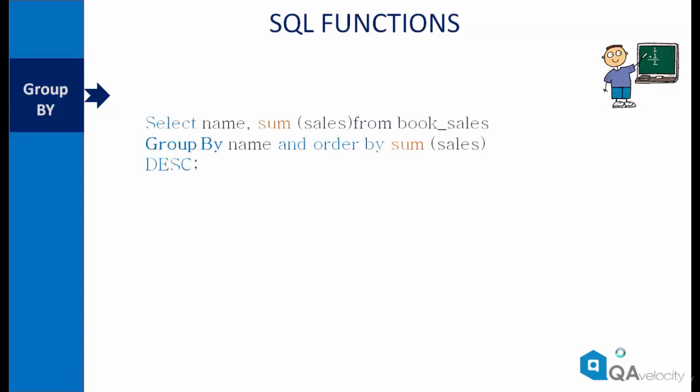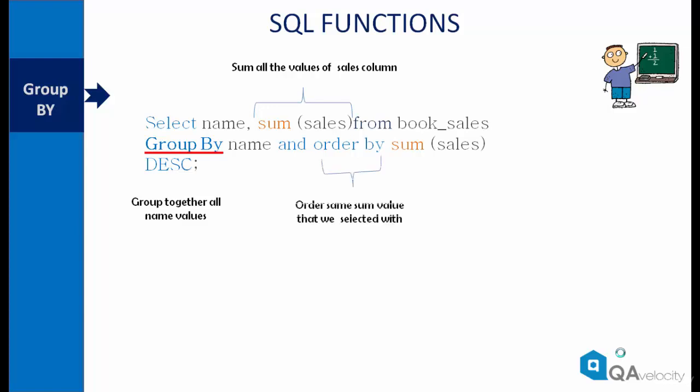So let's see our query. Select name, comma, sum the value of sales from book_sales table, group by name and order by sum of sales in descending order. So in this query, group by will group all the names for each of the salespersons. Sum, we already know, will add all the values of each of the groups, and order by keyword will order the columns in descending, as we have put a descending keyword over there.